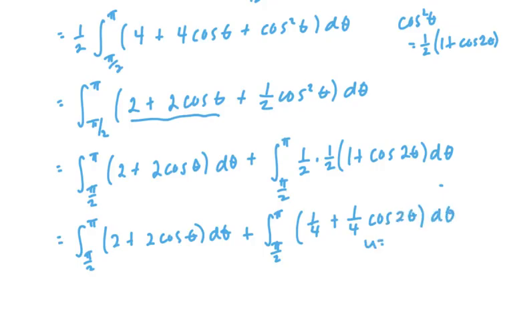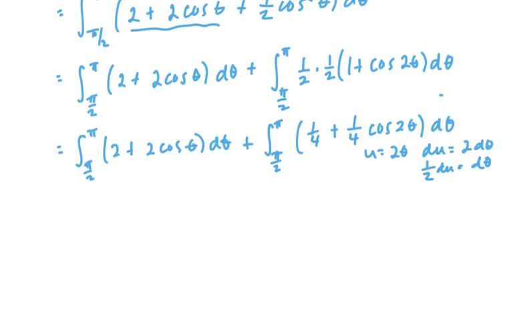So this is going to require u sub. Let's let u be 2 theta. So du is 2 d theta. So d theta is 1/2 du. So we're going to have to split that integral because you can't mix and match thetas and u's.